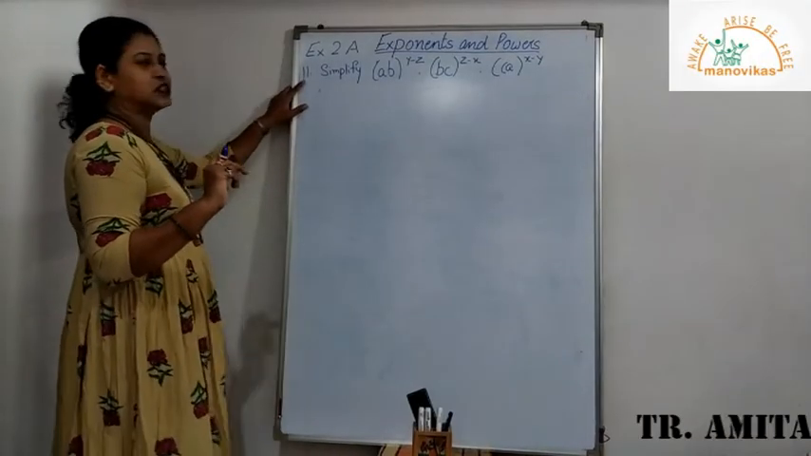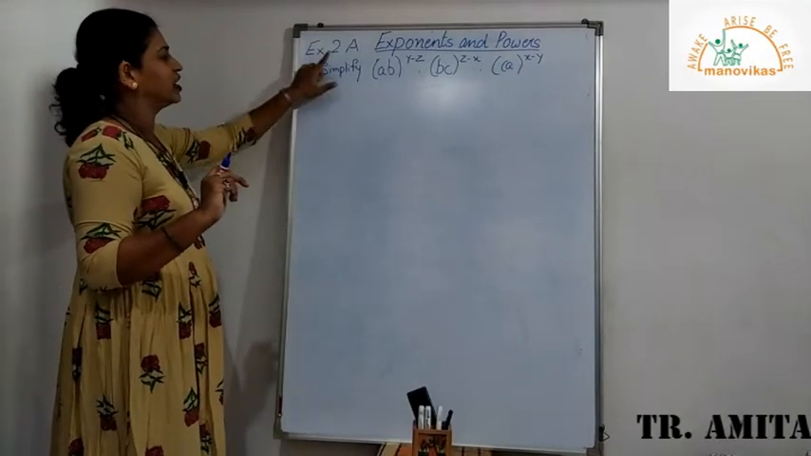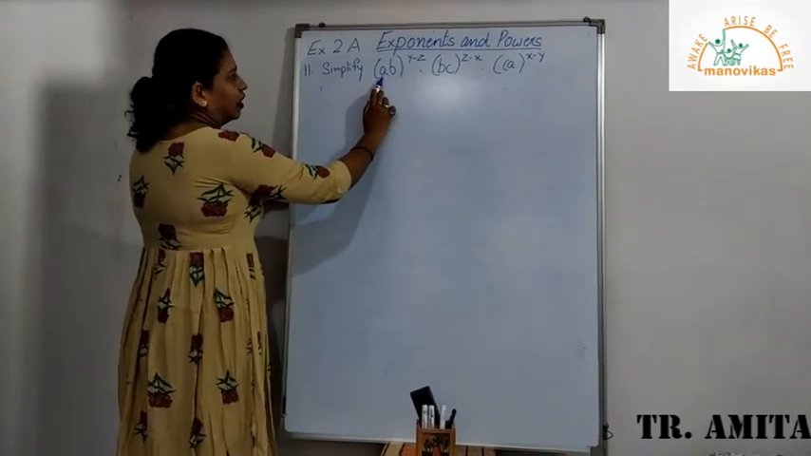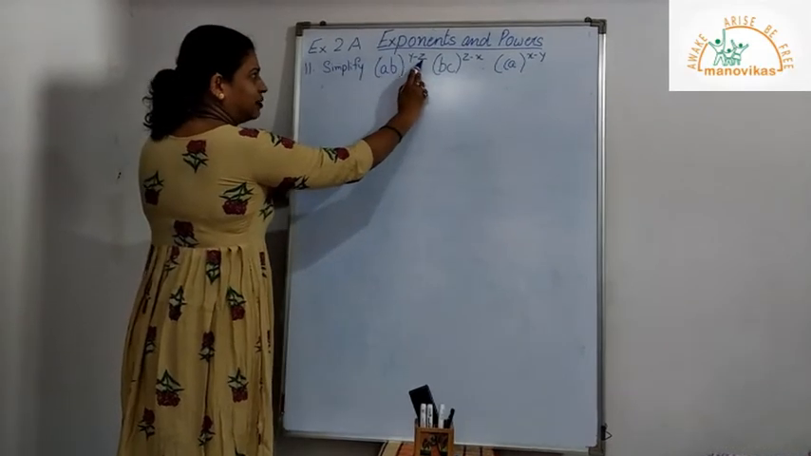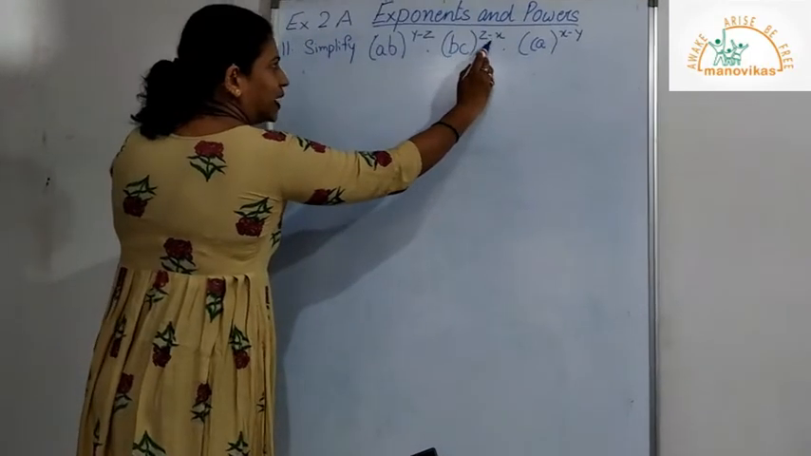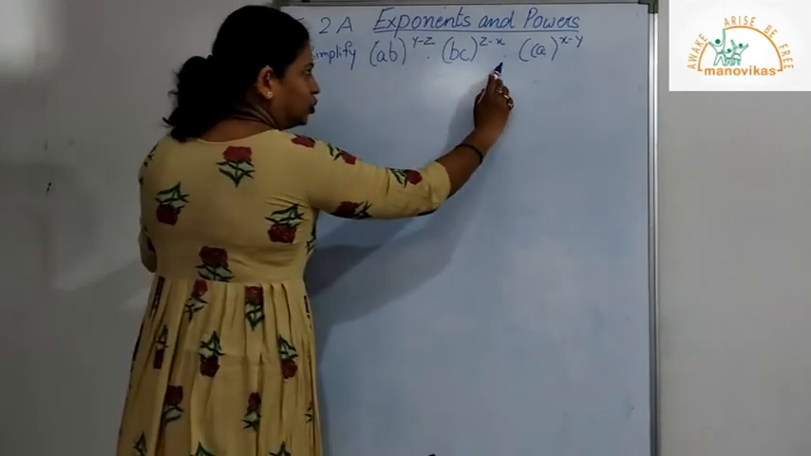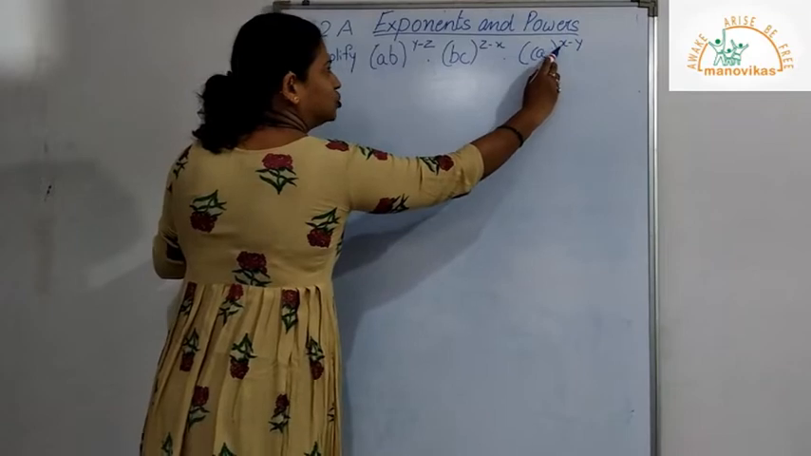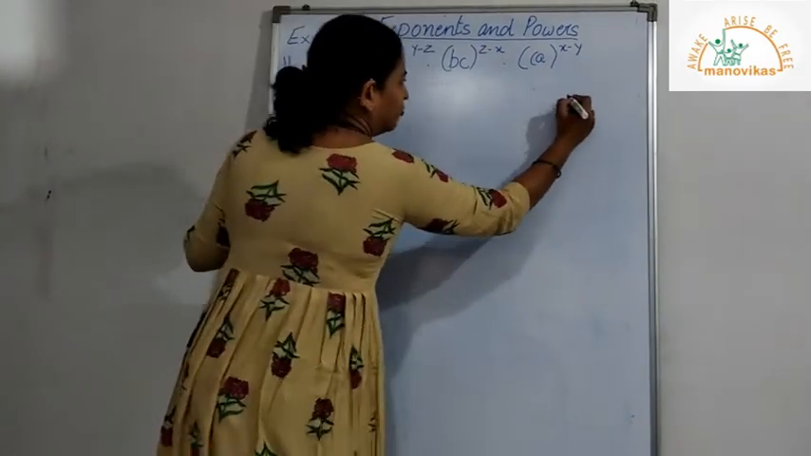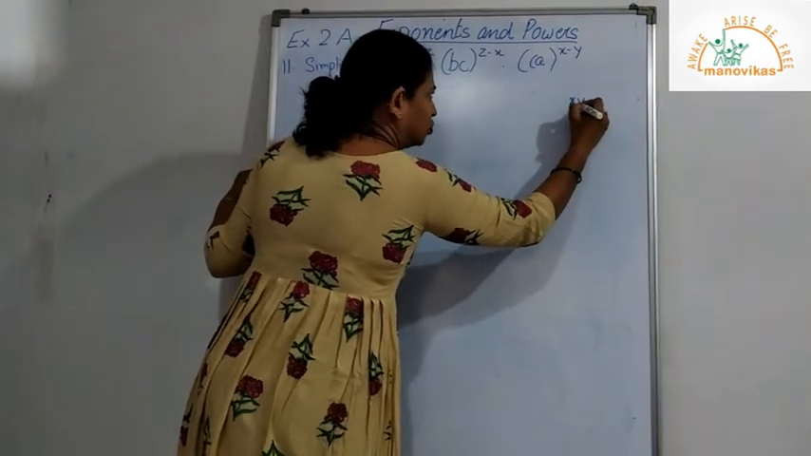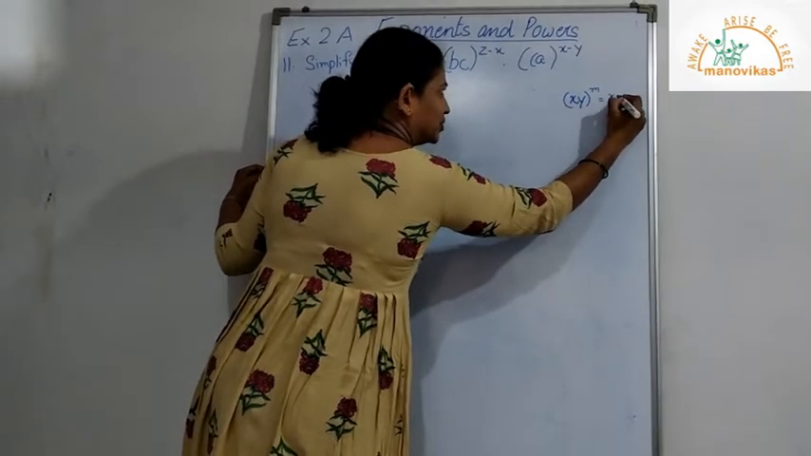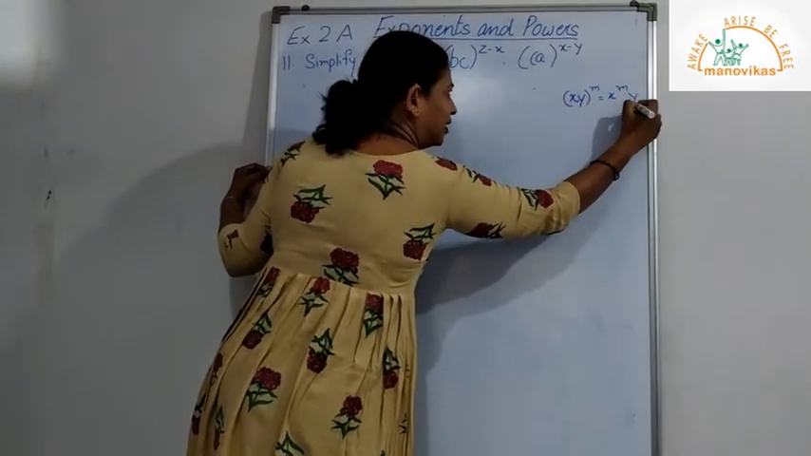Now we move on to sub-question 11 of exercise 2A. Simplify. The sum is (a/b)^(y-z) · (b/c)^(z-x) · (c/a)^(x-y). Now this term is in the form with the two variables, that is (x/y)^m, so we can write this as x^m / y^m.